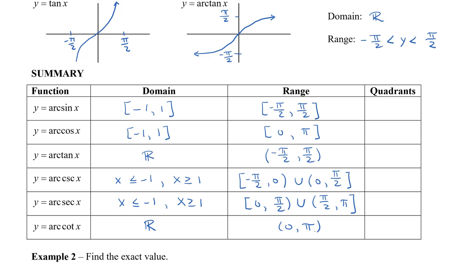All right, now the quadrants is what I think is easier to remember. So it's easier to remember the quadrants so that you know the domain and the range instead of trying to memorize all of these different values. So for the range, you would find arc sine would be 1 and 4. For arc cos, it'd be 1 and 2. Arc tan is 1 and 4. Arc cosecant is 1 and 4. Arc secant is 1 and 2. And arc cotangent is 1 and 2 as well.